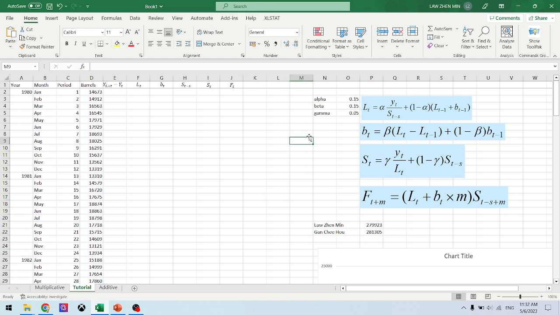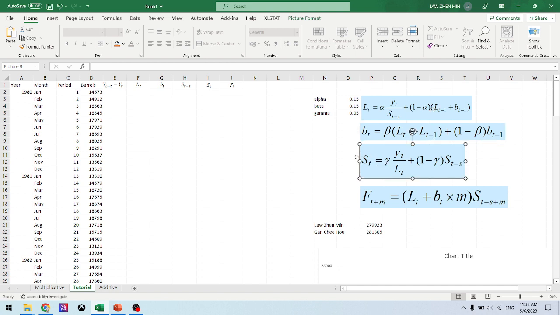Now we take a look at the formula that we need to use. First is the level component L_t, here is the trend component, and this one is the seasonality component. In the end, this one is the value that we want the most, which is the forecasting value. This formula requires the level component, the trend component, and also the seasonality component. So it means that before we get the forecasting value, we need to get these three values first.